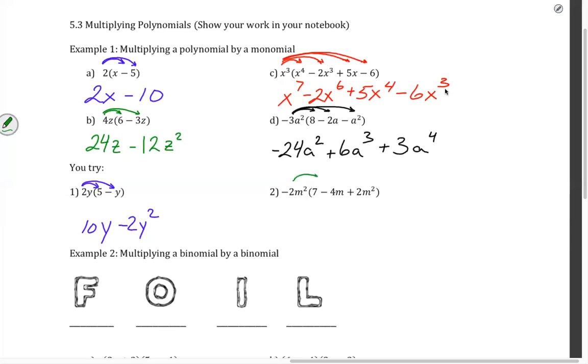Now, here with number 2, we're going to distribute that throughout. So negative 2m squared times 7 is going to be negative 14m squared. Negative 2m squared times negative 4m is going to be positive 8m cubed. Negative 2m squared times negative 2m squared is going to be minus 4m to the 4th. So that's what you should have had. Mr. Kitchen, is that what you had? Garrett, is that what you had? Yeah. Awesome.